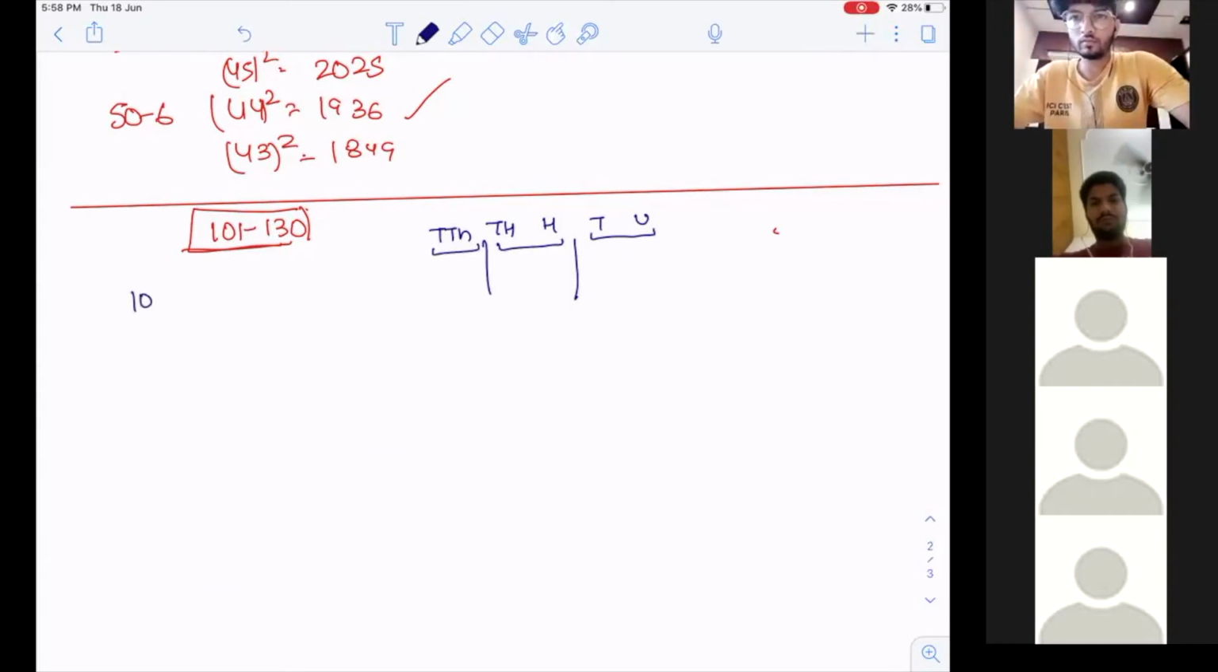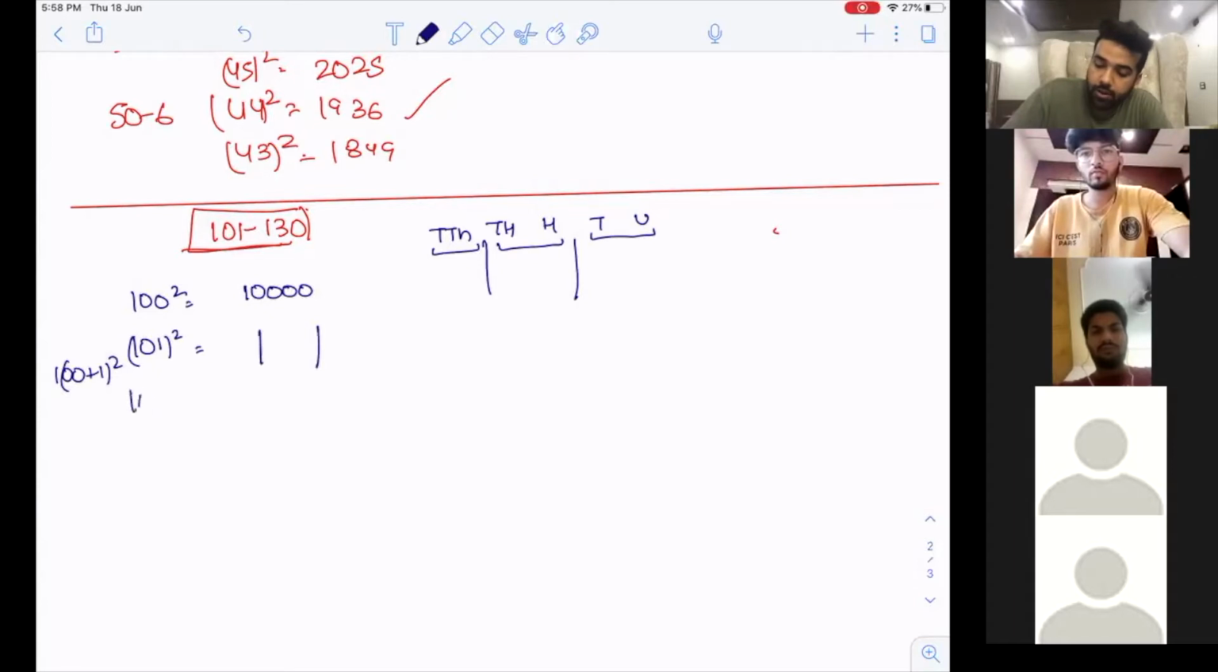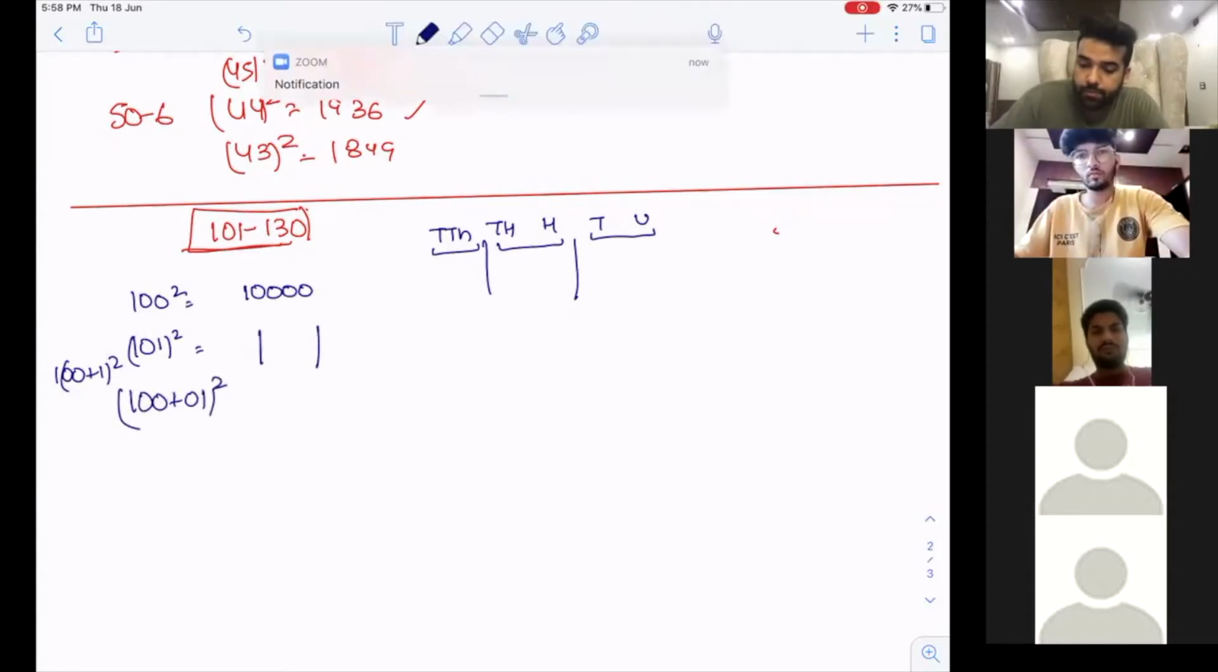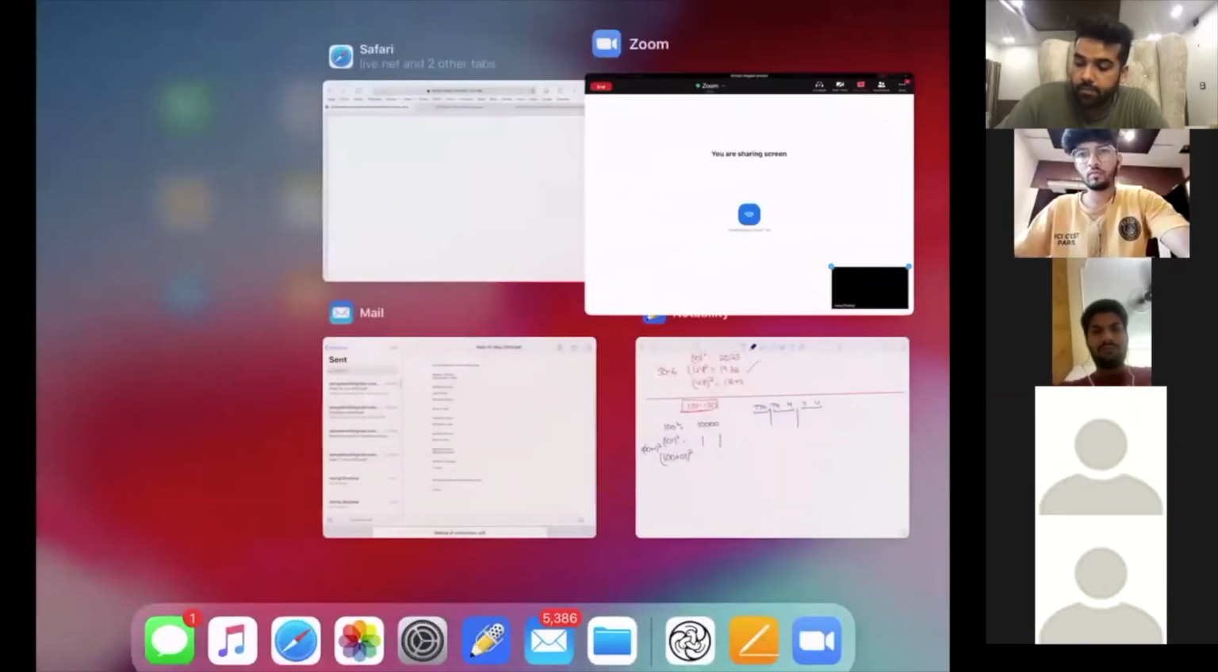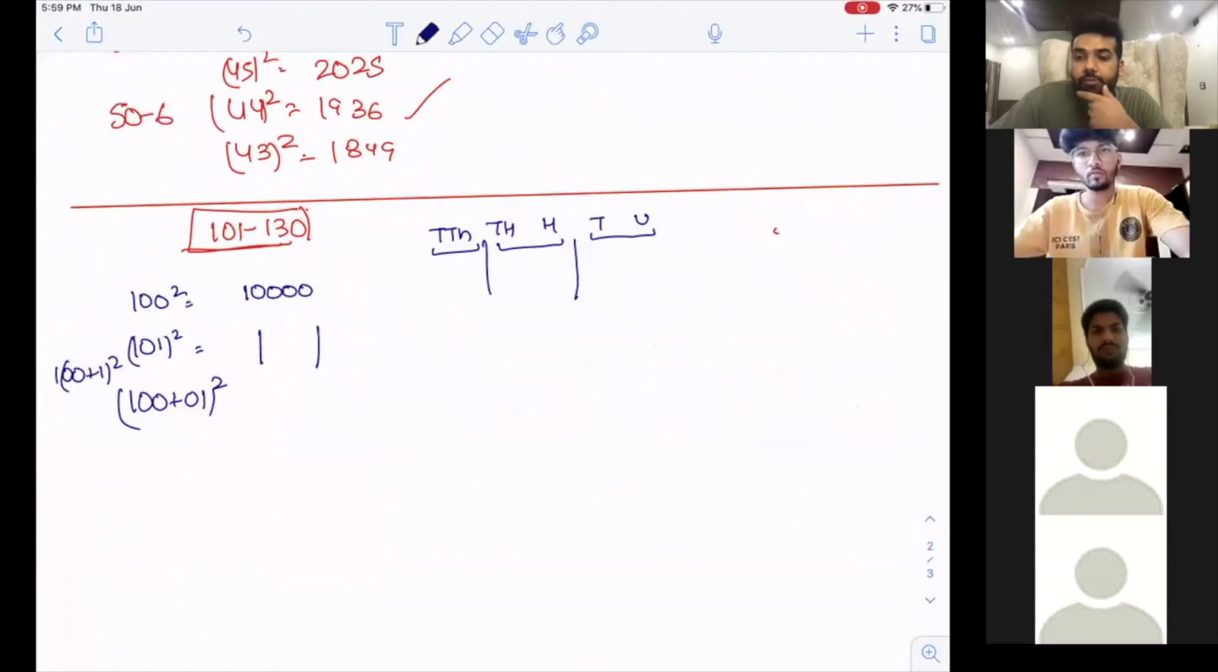Now what is 100 square? 10,000. 101 square. How was this number formed? It's formed as 100 plus 1 whole square. Yes or no? Yes, sir. So how do we do it? We draw this. This is 100 plus 1 whole square.